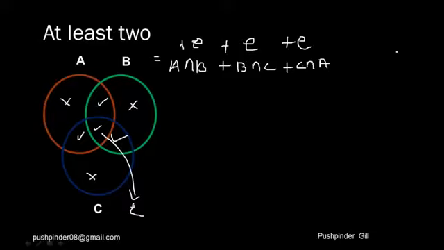So how many times do I need E? I just need it once. So that means I will be removing it 2 times. So this is what is going to give me how many people would be liking at least 2 of the products, right? So I hope this is understood. Now you'll be deriving the formulas on your own, right?